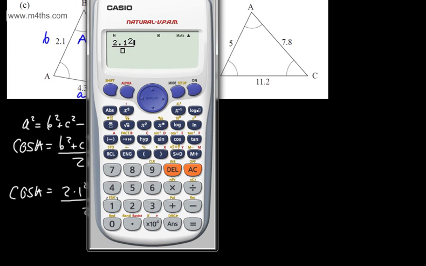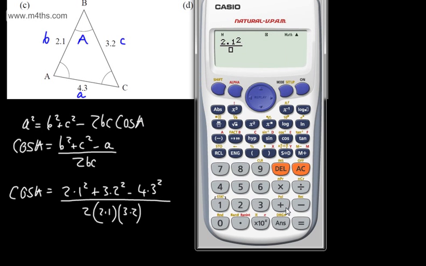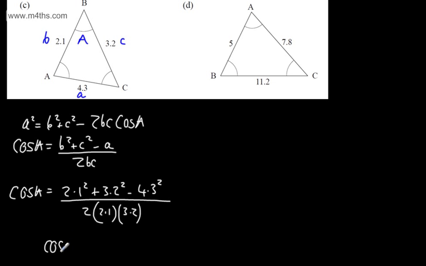So 2.1 squared plus now the 3.2 squared, so let's put 3.2 squared in, minus the 4.3 squared, and we need to divide that now by 2, and again you can use brackets if you want. If you want to put brackets in, you can do brackets, 3.2. So that's going to give me the value of cos A, which is negative 2/7. So we can say that cos A is going to be negative 2/7.